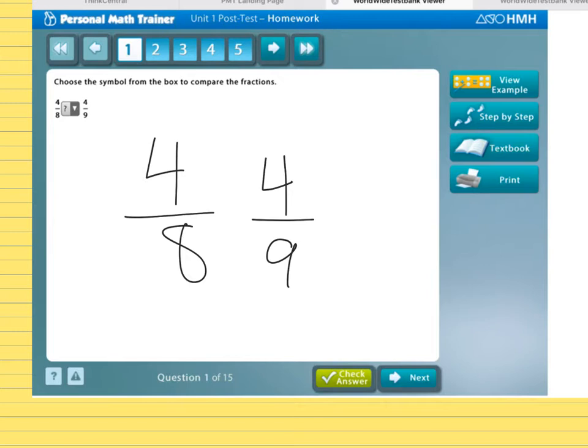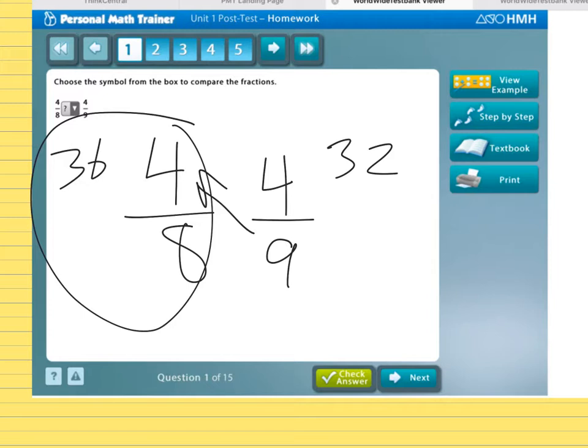And the final way to compare fractions is to use the cross multiply method. So 9 times 4 is 36, and 8 times 4 is 32. So you can see that this number is going to be greater than this number. So cross multiplying also will give you a comparison that you can figure out which one is greater than, less than. So the answer would be 4/8 is greater than 4/9.